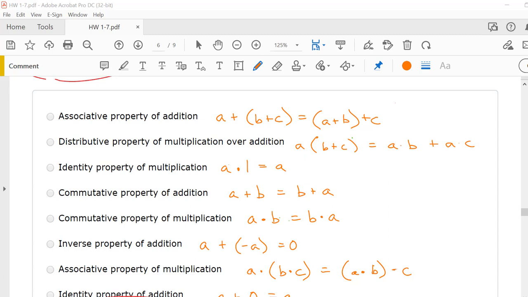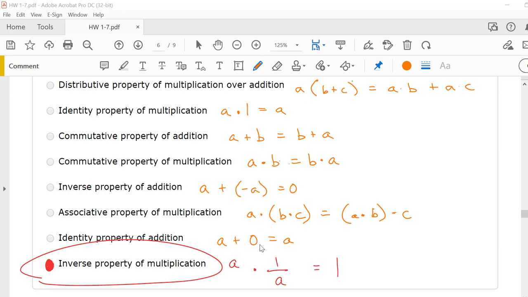Commutative property of multiplication, A times B equals B times A. Inverse property of addition, A plus negative A is 0. Associative property of multiplication, A times B plus C equals A times B times C. Identity property of addition, A plus 0 equals A. And then, of course, the inverse property of multiplication is A times 1 over A equals 1.